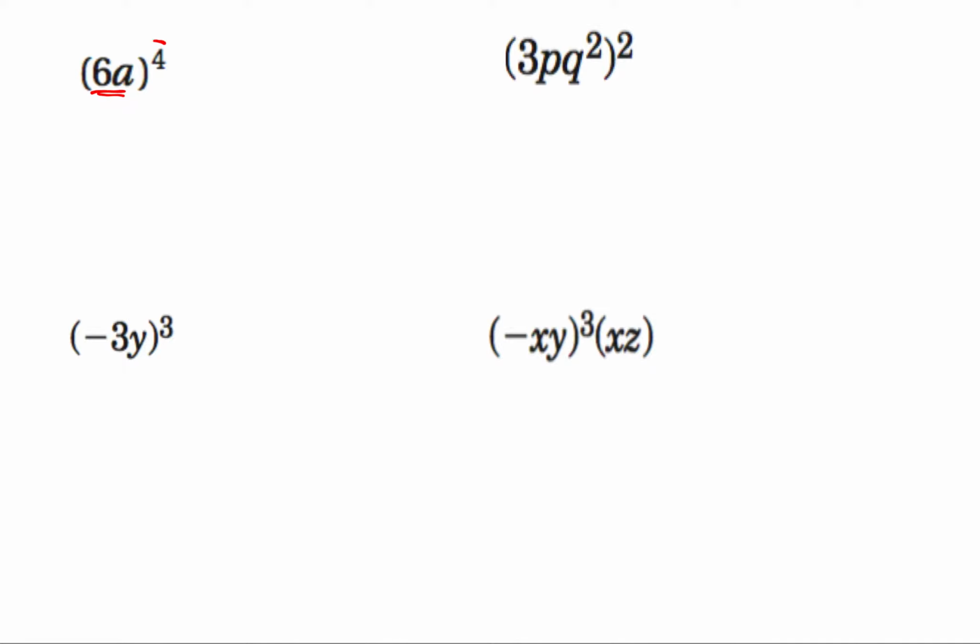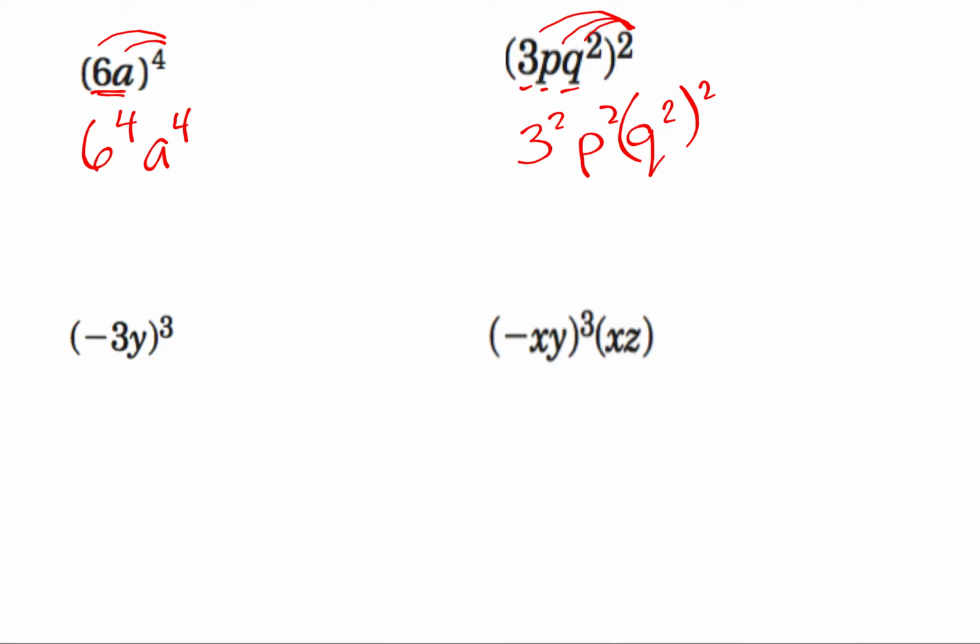Because this is all multiplication inside, this is 6 to the fourth, a to the fourth. Okay, next example. The 2 is going to distribute to every power inside. There are 3 powers: 3 squared, p squared, and (q squared) squared. Now we've got to apply another rule we've learned previously. (Q squared) squared is q to the fourth, because you would multiply those exponents together. And we saw that in the previous video to this.